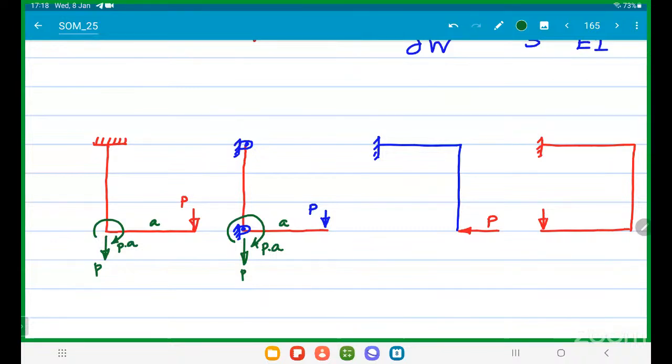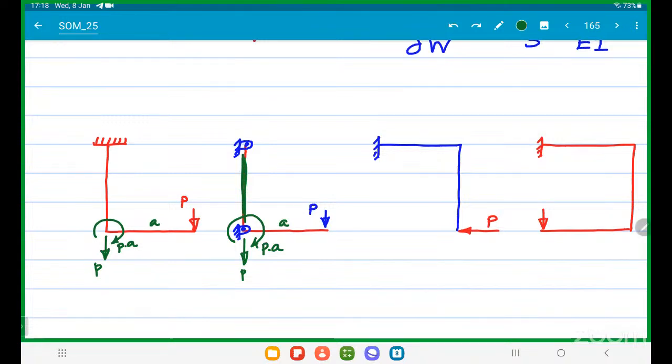So in the second case, this horizontal member is acting as a cantilever beam. In both cases, this case and this case, the horizontal member is acting as a cantilever beam, no doubt, a cantilever beam with a point load at the free end. Then the vertical member, we will discuss separately.